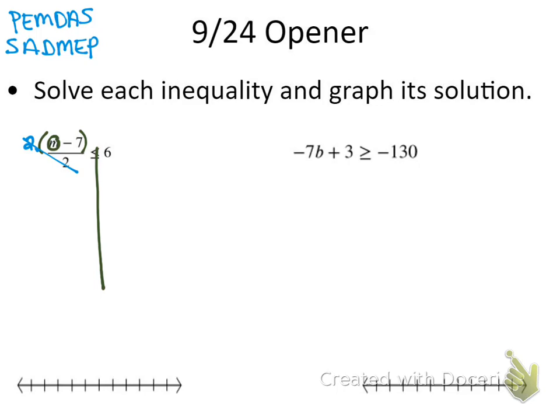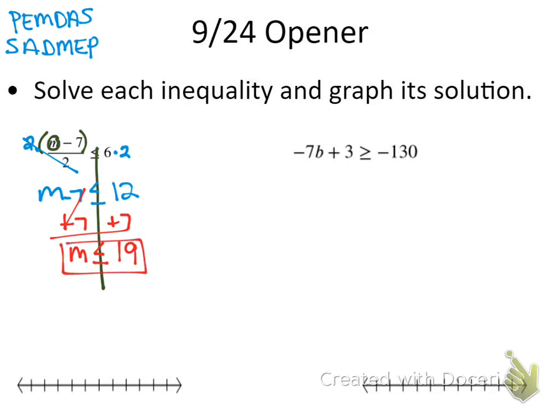Okay, so we said we're going to multiply by 2. Then I'm going to bring down m minus 7 is less than or equal to... What's 6 times 2? 12. And then how do I get the m by itself? Plus 7. So m is going to be less than or equal to what? 19. Open or closed? Closed. To the left. There you go.